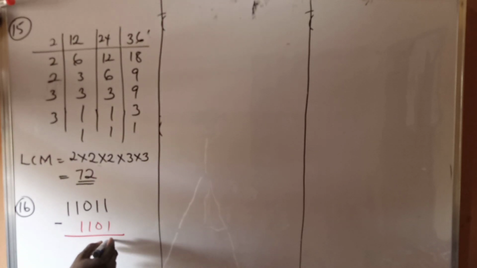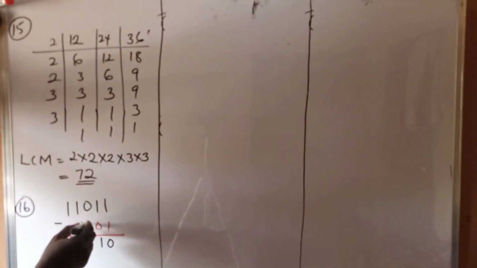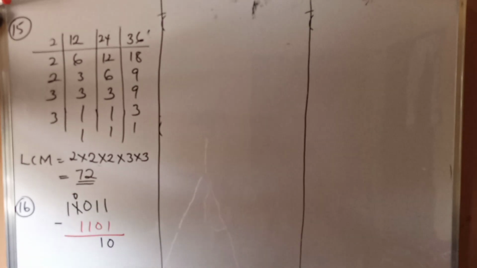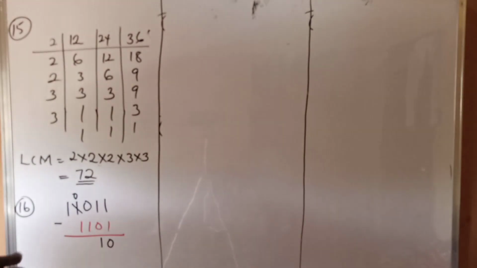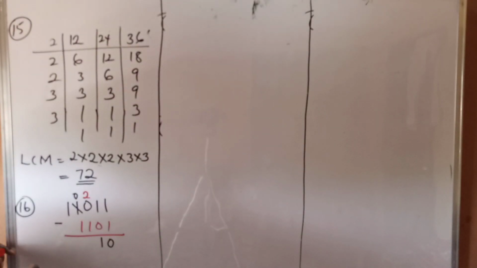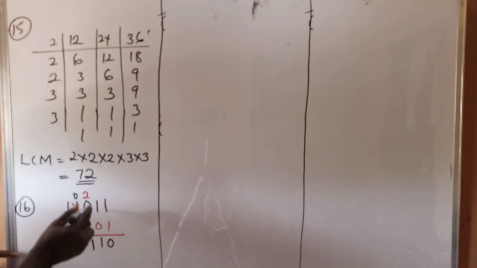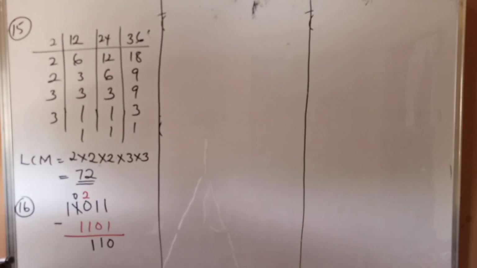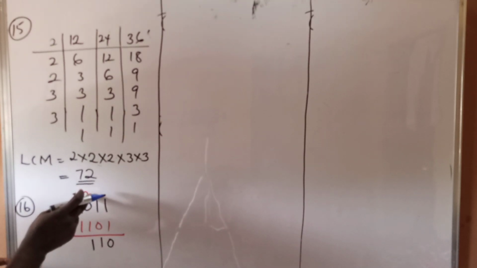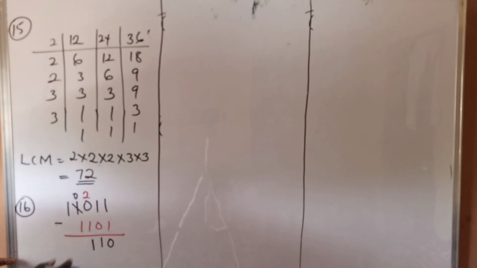So 1 minus 1 is 0. 1 minus 0 is 1. Here, we cannot subtract 1 from 0. So we need to take 1 from here. This will turn to 0. And when it comes here, because it's in base 2, this will become 2. So therefore, this will then be 2 minus 1. That gives us 1. So if the base we are working with is base 3, what we are taking from this one will become 3 here. I hope I'm making sense.